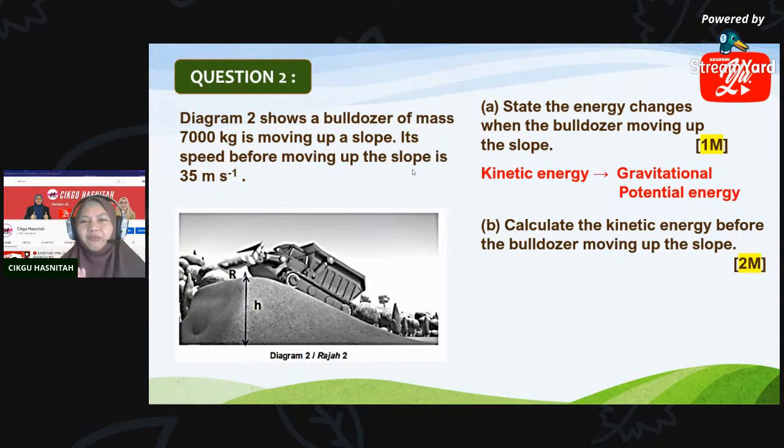Please write the full type of energy, potential. Because we have two types of potential energy: gravitational potential energy, and the other one in a spring, elastic potential energy. So which potential are you referring to? So it is kinetic to gravitational potential energy.